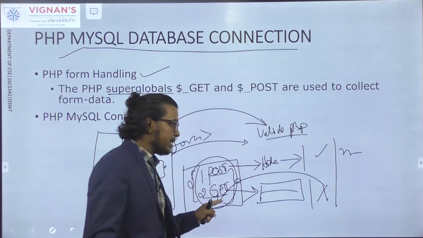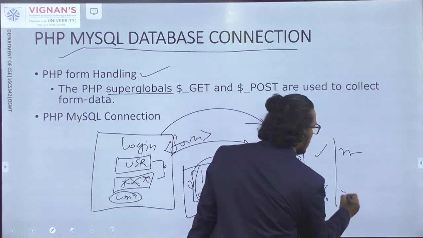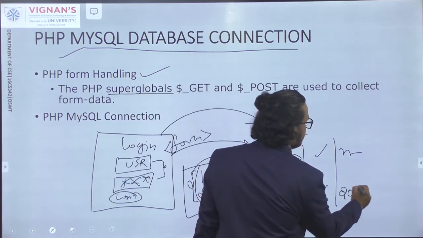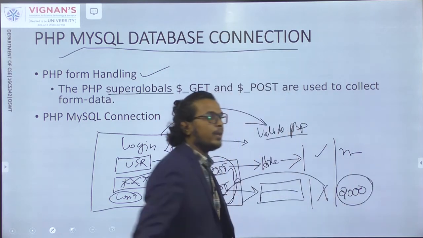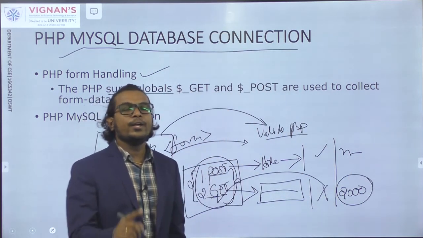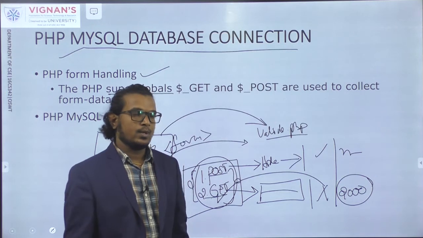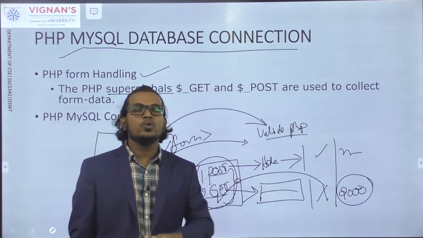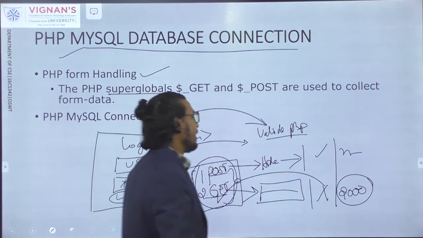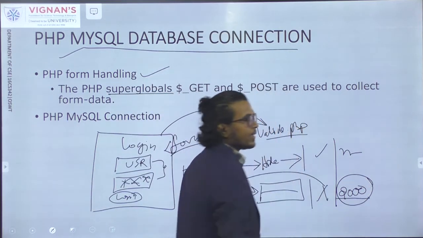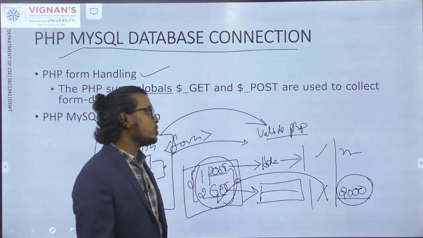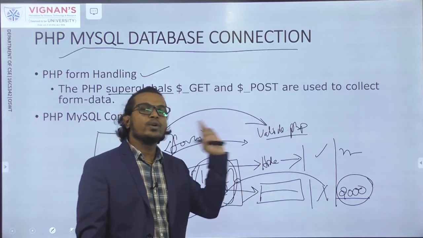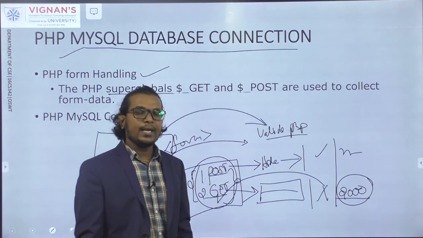Next, in the get method, we can post only 2000 characters. From one page to another page, we can carry and forward only 2000 characters. That is the main drawback in this get method. If you come to the post method, we can post n number of characters from one page to another page.